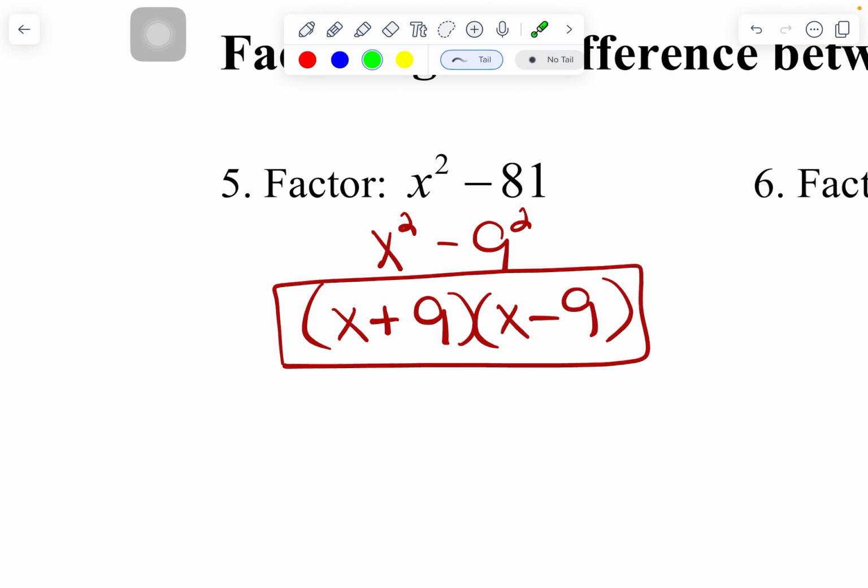The quick double check across the entire thing: x times x, x squared. 9 times negative 9 is negative 81. Positive 9x minus 9x creates basically no x term in the middle. That would be the canceled term, or the invisible one, if you think about it.